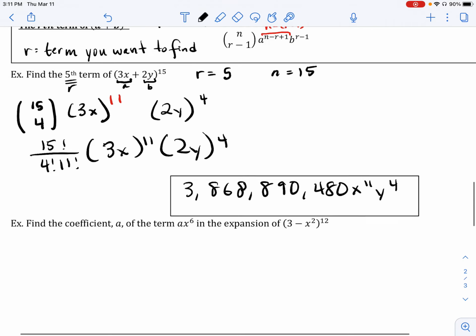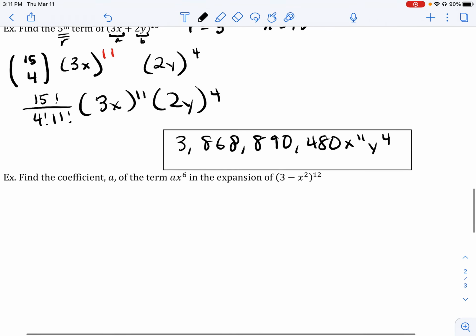Okay? And for this final problem, I want you to work through this on your own, but something that might help you here is if I'm trying to find just the coefficient a in the term ax^6 in this particular expansion of (3 - x^2)^12. First off, make sure we understand what term number this is. And you might immediately assume it must be the particular term that is matching up with this degree here. But wait and think about this for a second.